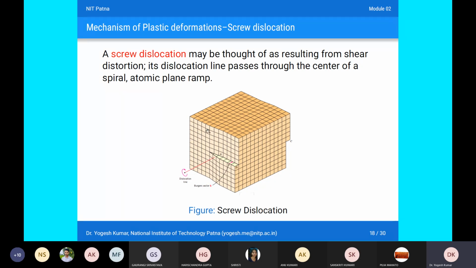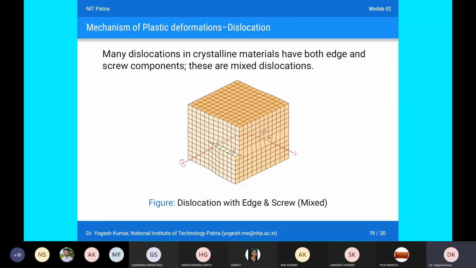Okay, so in the half portion, your crystal is a perfect crystal, but on this side there is some kind of dislocation. Okay, so due to this, because it is existing in the half, it is looking like it has been twisted or it has been screwed. Okay, so since the portion is looking like screwed or twisted, we call it a screw dislocation.